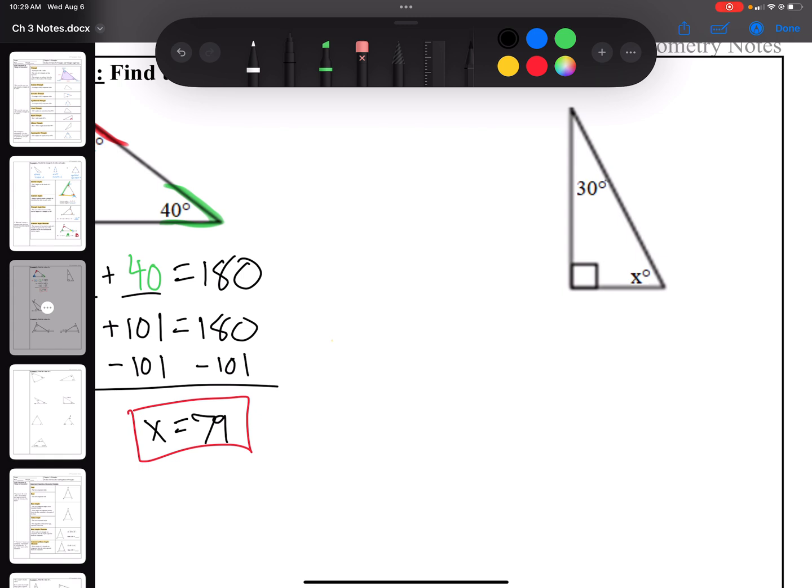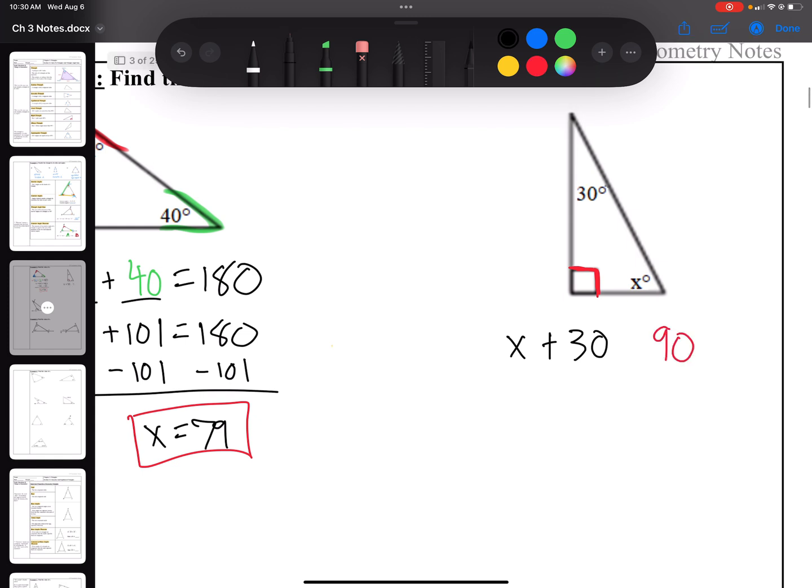Common mistake on a problem like this. It's very tempting to do this. This would not be correct. That is incorrect. Why? Because remember, all three angles add up to 180. And remember, that box means what? That box means 90. We can't forget the right angle.